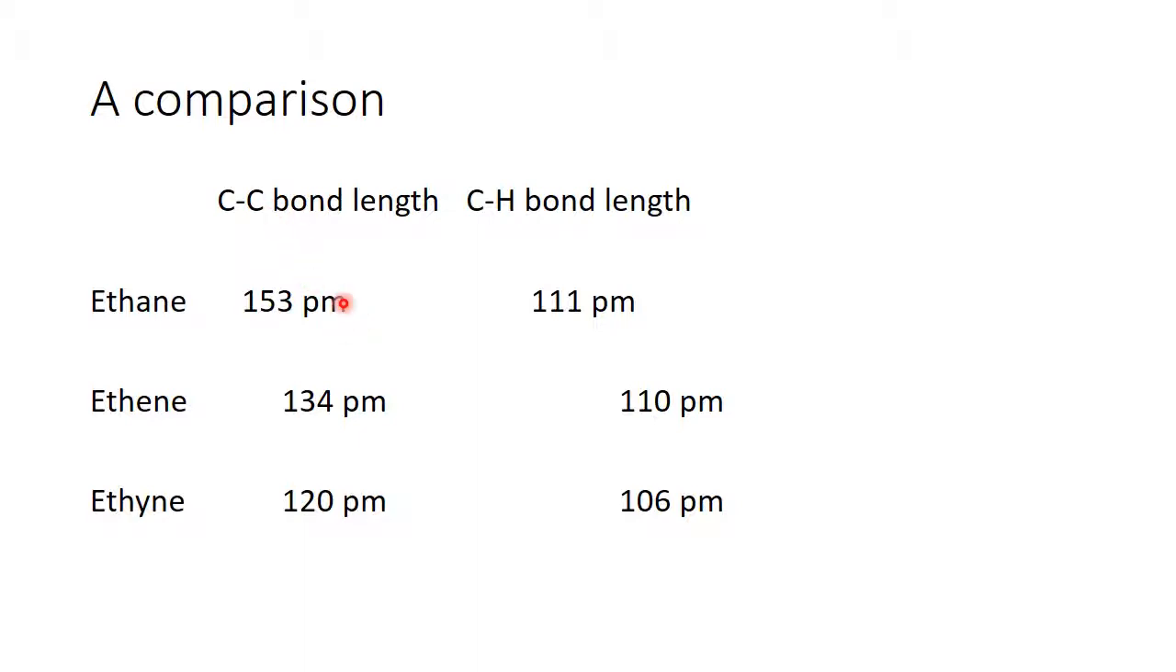If you look as you go from ethane, where it's a single bond between the carbons, to ethene, where it's a double bond between the carbons, to ethyne, where it's a triple bond between the carbons, you can see it's getting shorter.